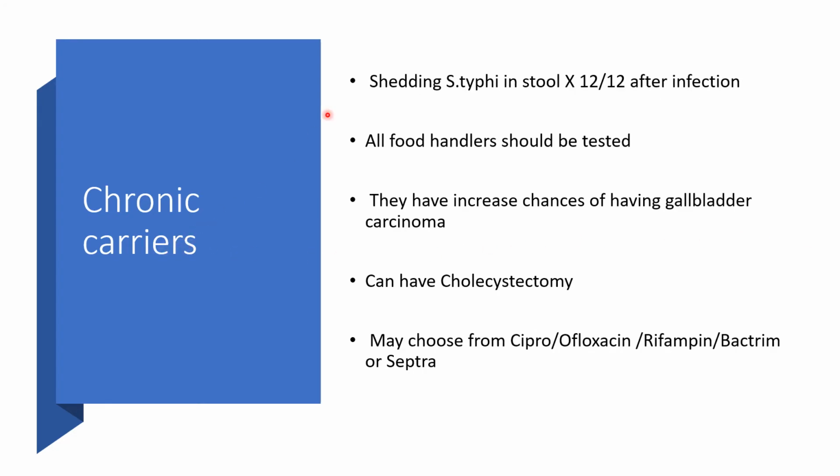Still on chronic carriers, shedding S. typhoid in stool for 12 months after infection, and all food handlers should be tested. They have increased chances of having gallbladder carcinoma. They can have cholecystectomy to eradicate the carrier stage in them. You may choose strong antibiotics to deal with chronic carrier status, such as ciprofloxacin or ofloxacin, rifampin, Bactrim, or Septra.